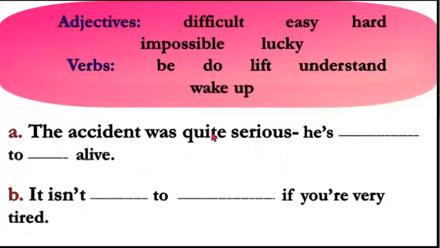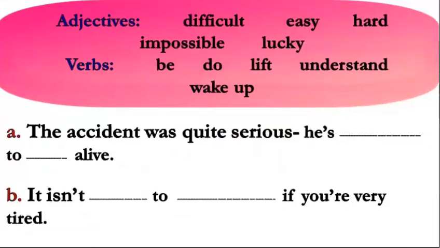Okay, the first one, the accident was quite serious. He, too, alive. Of course, he is difficult, he is easy, he is hard, he is impossible, or he is lucky. Yes, he is lucky to be alive. Yeah, that's right. So the accident was serious, so he's lucky to be alive.